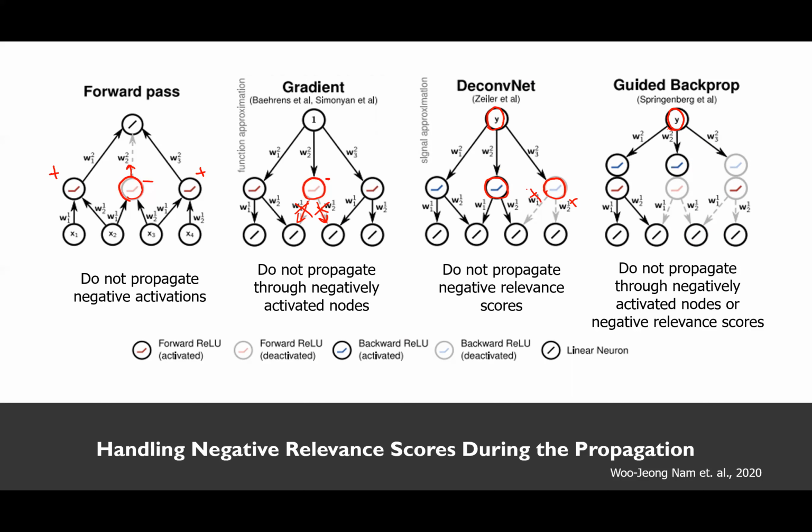And also guided backprop remembers the previously negative activation and also the negative relevance score. So in both cases, the relevance score does not propagate to the input. So then only this path will be used to compute the relevance score.